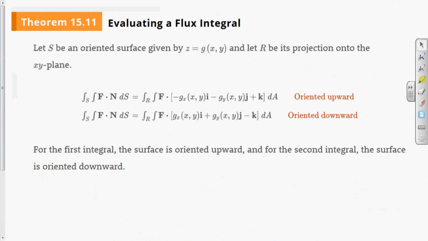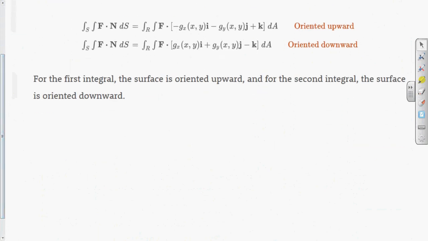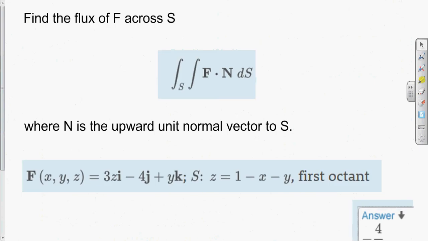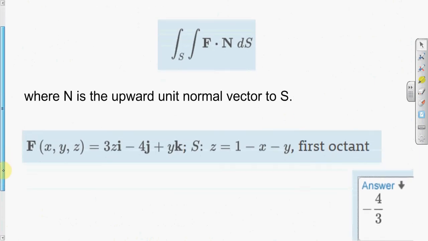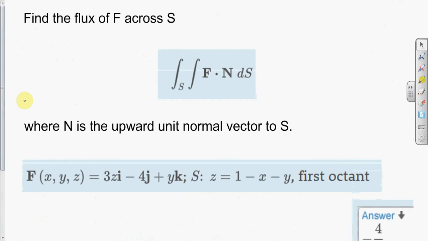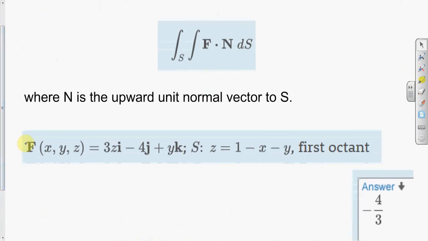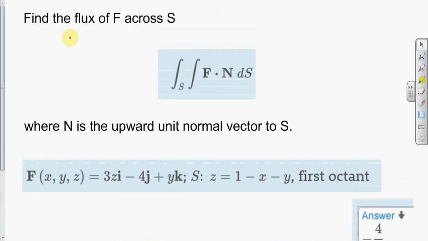So let's look at a problem. Find the flux of F across the surface, where N is the upward unit normal vector to S. Let me see if I can help you with this, and that is this, that N is equal to the gradient of G divided by the norm of the gradient of G. And dS is the norm of the gradient of G times dA.